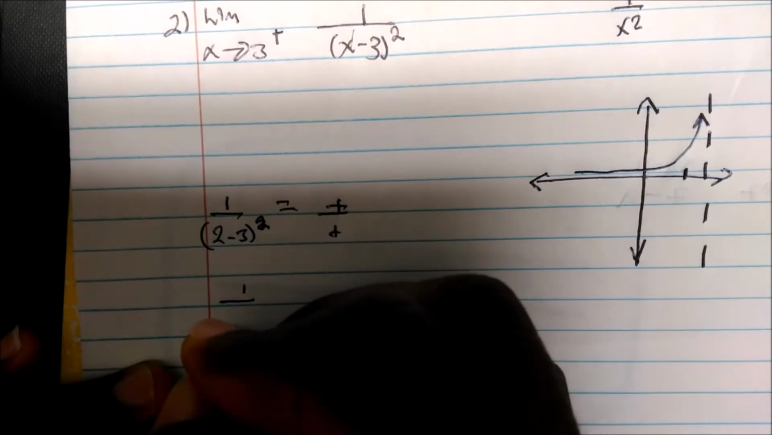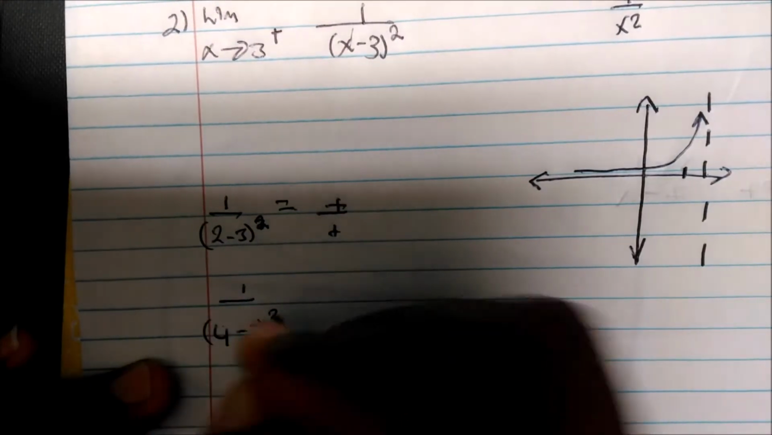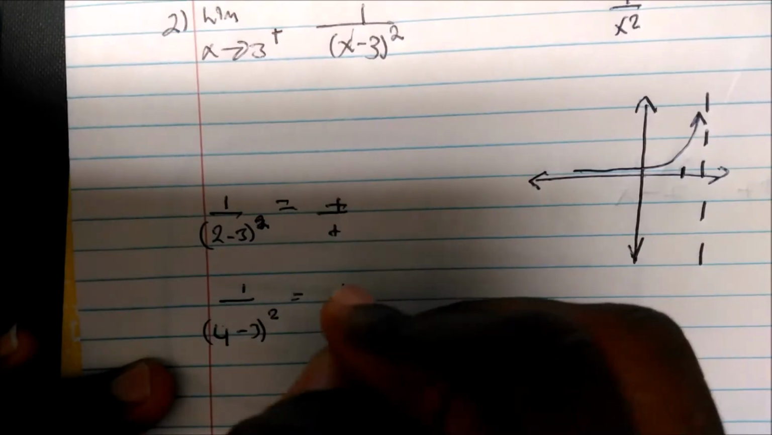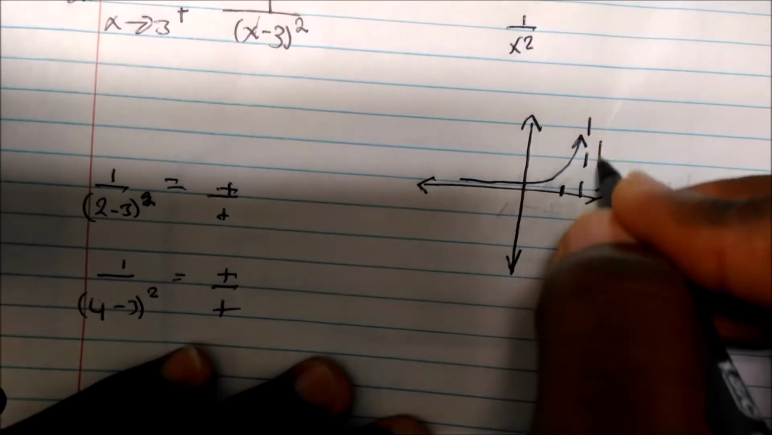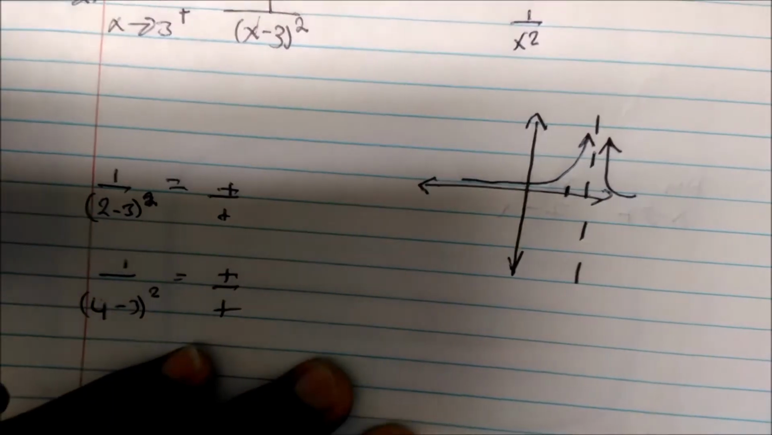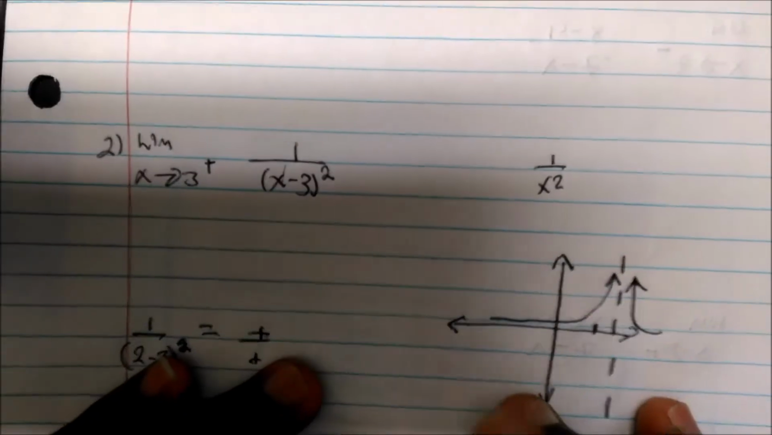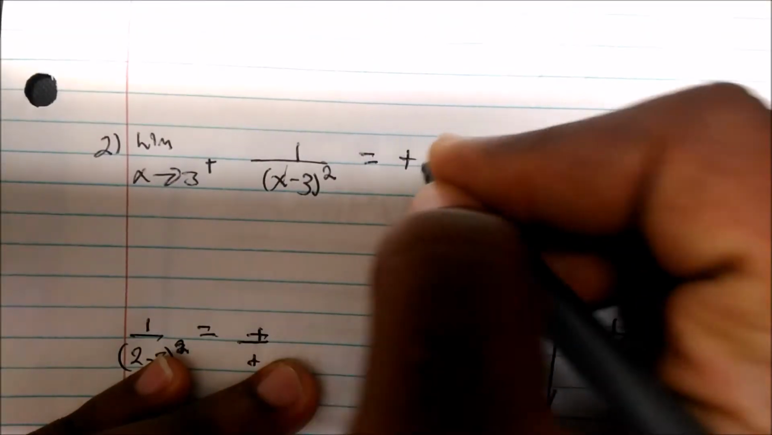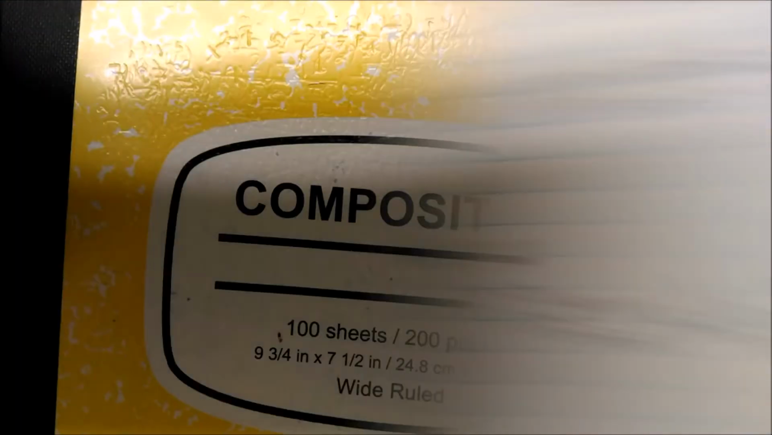Well, let's plug in an arbitrary number, that's 3, so I can plug in 4. 4 minus 3 is a positive number. 1 is always positive, so it's always positive. So 4 minus 3 is 1. 1 squared is just positive 1. So we can see that coming from both directions, the graph is going up. So therefore, we can go ahead and answer the question: as it approaches from the right, the answer goes to positive infinity.